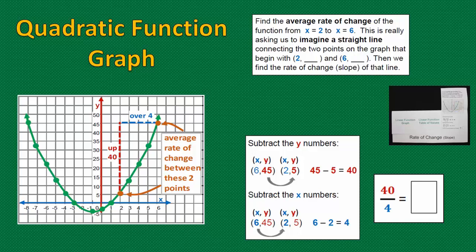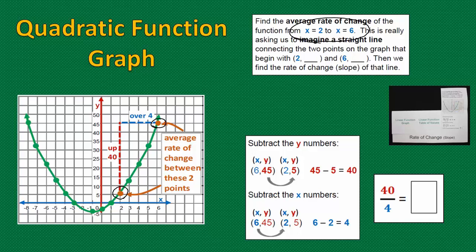Find the average rate of change of the function from x equals 2 to x equals 6. This is really asking us to imagine a straight line connecting the 2 points on the graph that begin with 2 and 6. That's this point right here and this point. We have gone over on the x highway to 2 and gone up to the curved line, and we've also gone over on the x highway to 6 and then gone up to the other point on the curved line.